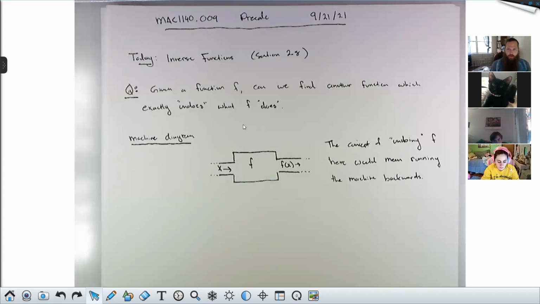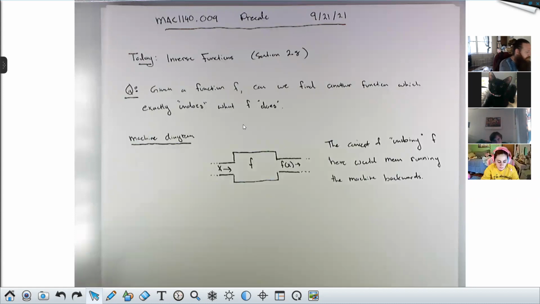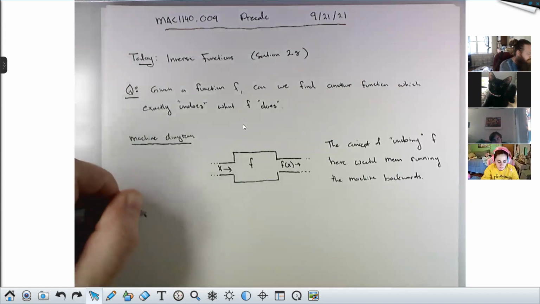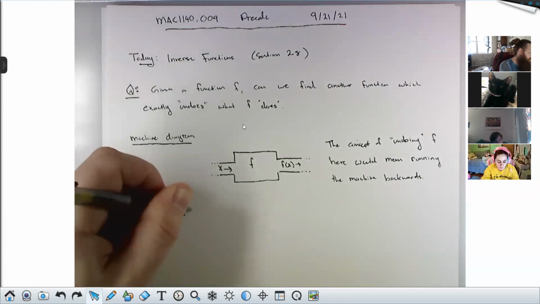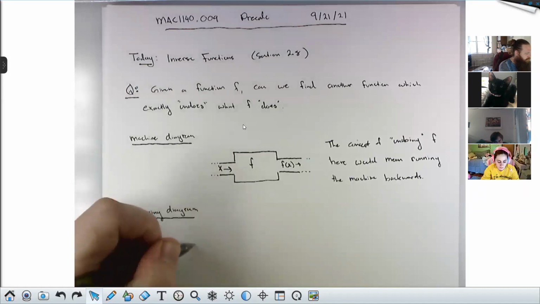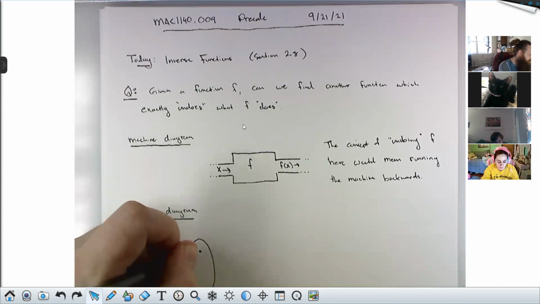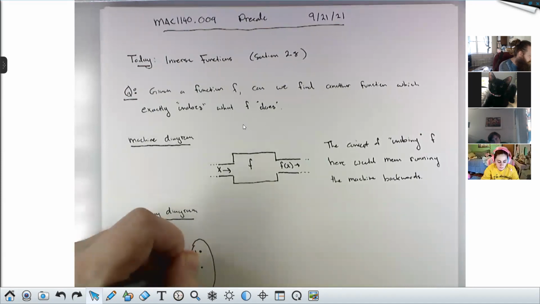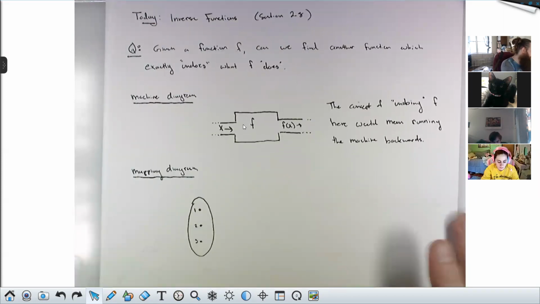Another way to try to wrap your head around the problems that can exist here is to think not in terms of machine diagrams, but mapping diagrams. You guys remember those? So I have a set over here, which is the domain. I'll say this has a few things in it, like 1, 2, and 3. So here's the domain for my function. It just has those 3 numbers in it.